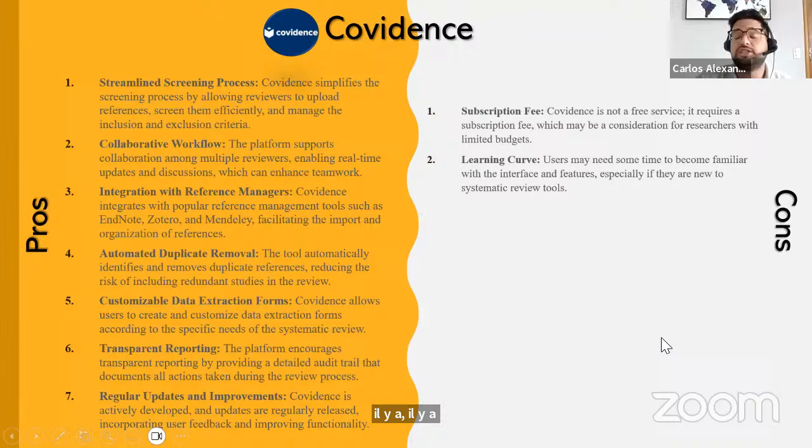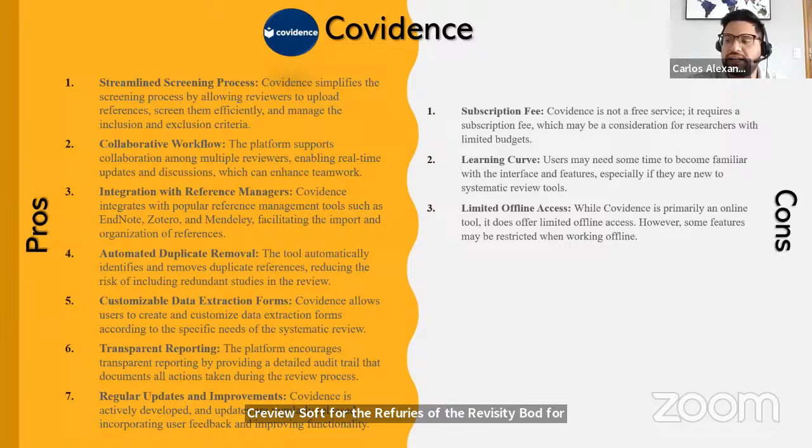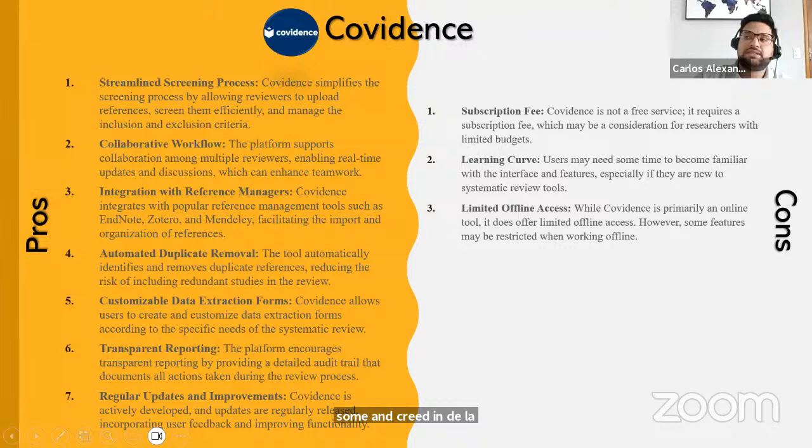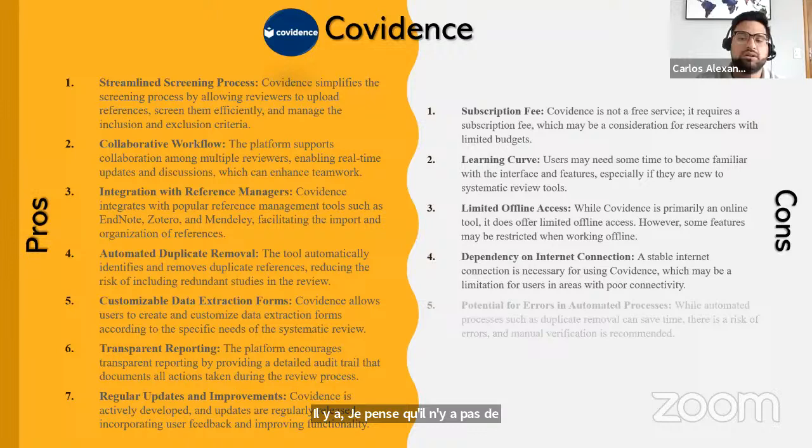There's a learning curve. Covidence is really easy to use, but it takes some time for you to understand how to manage your systematic reviews. For the reviewers, it could be really easy, but for someone creating and customizing the website, it could be really hard. There's limited offline access, so you should be online to perform the screening here. Of course, the connection should be good. It's a really heavy website, so it crashes sometimes. It could be hard if you don't have a good internet connection.